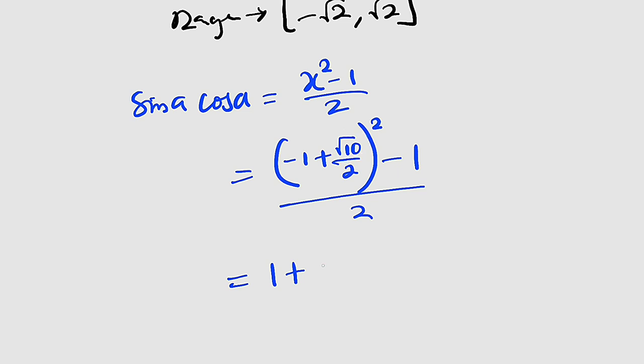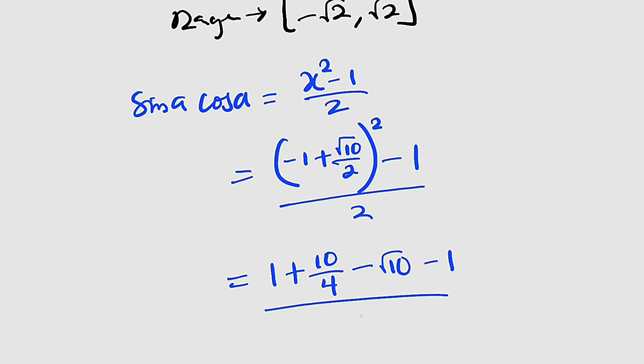Square root of 10 squared is 10. 2 squared is 4. The minus 2 times this is negative 1, right? Negative 2 times this will be negative root 10 because the 2's will cancel. So we only have negative root 10 right here. Then we still have minus 1.